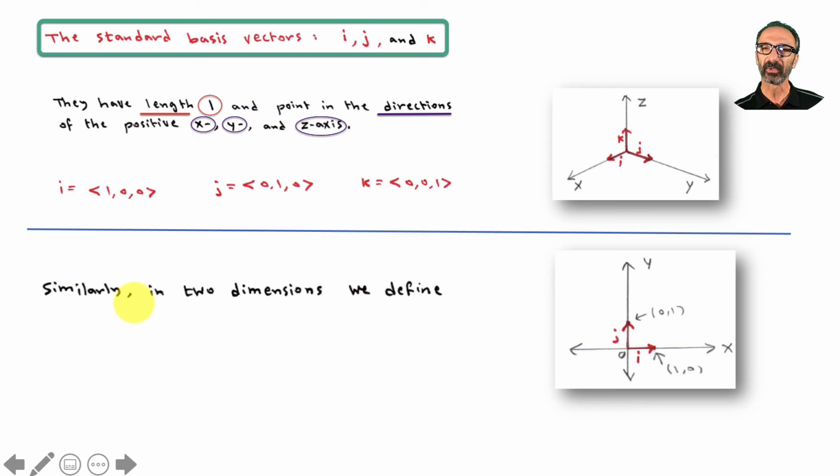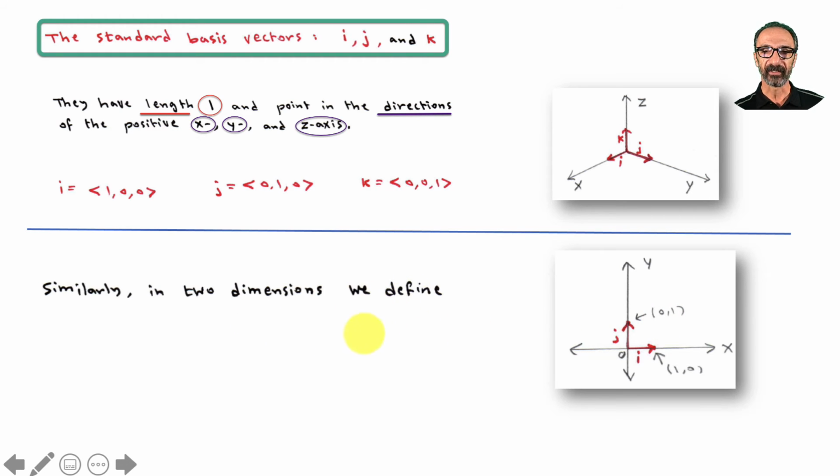That's the same way in 2-dimension. In 2-dimension we use I and J, and that refers to pointing to the point on the xy axis as 1, 0. And this J, which is 1 unit, will be pointing to the coordinate 0, 1 on the y-axis.